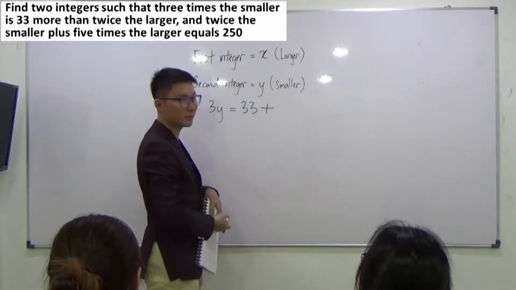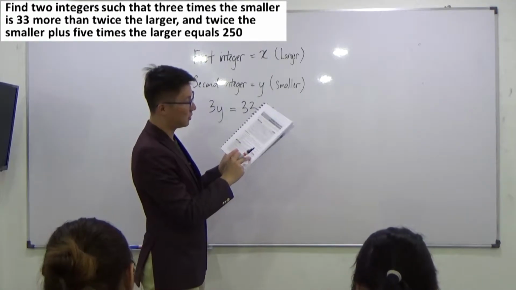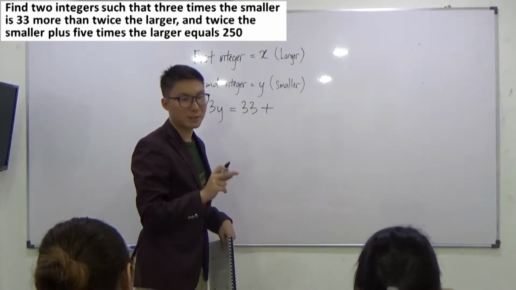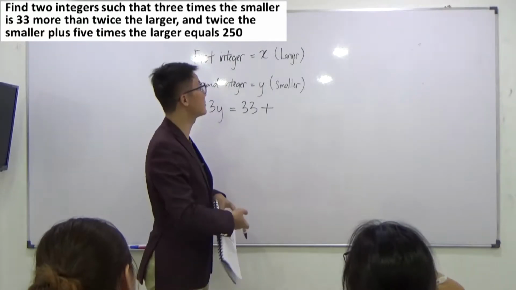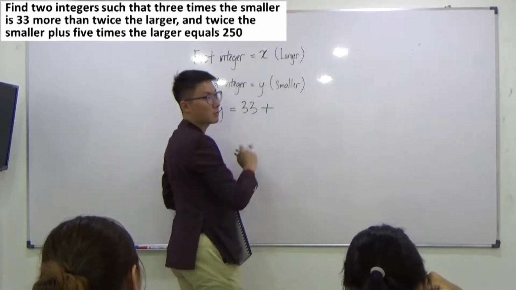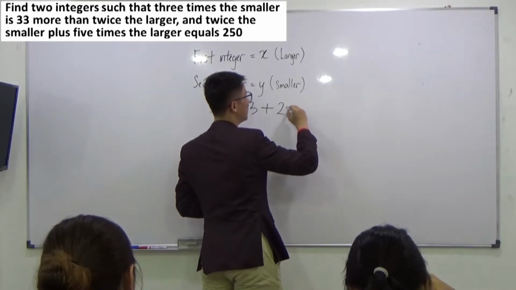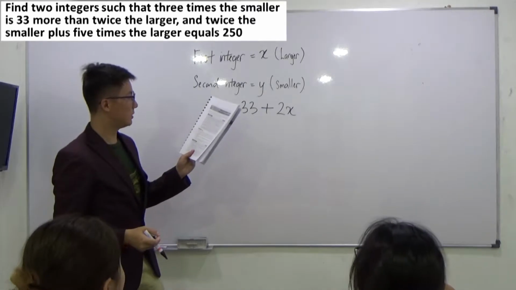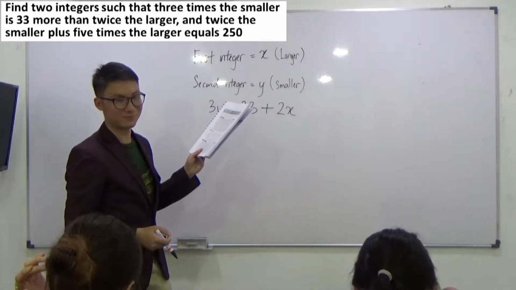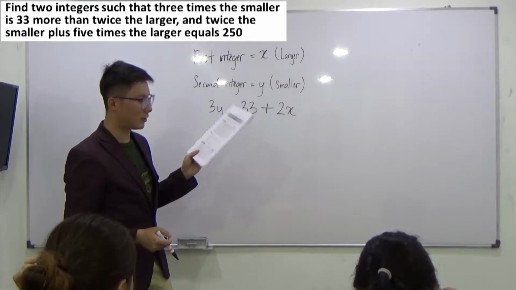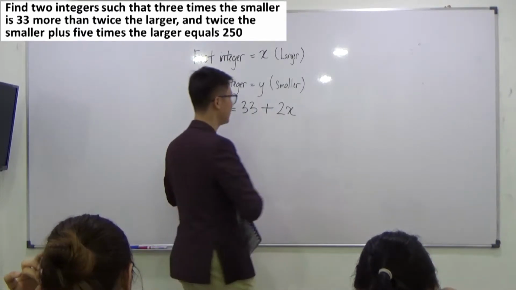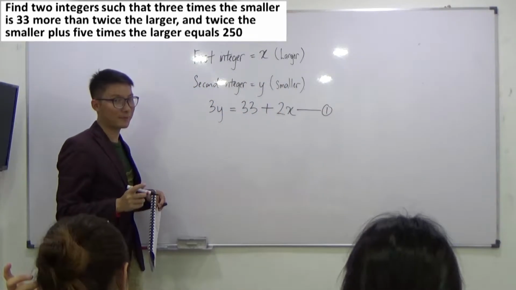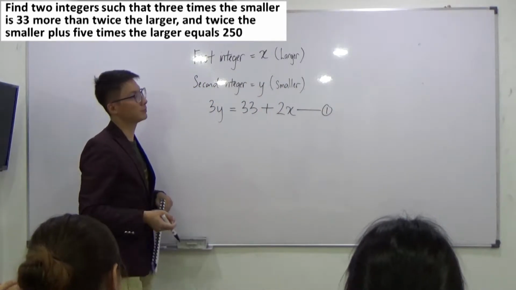33 more than what? More than twice the larger. How do we express twice the larger? 2x, right? Because we assume that x is the larger one. So it becomes 2x. Now you have the first equation. How about the second one? We must have two equations before we can solve the simultaneous equations, right?